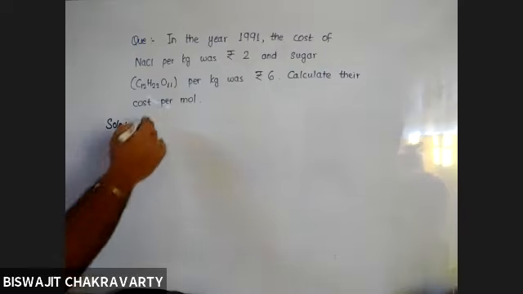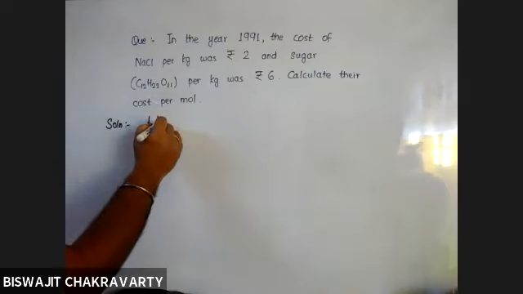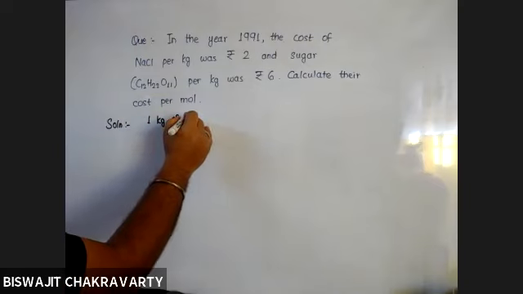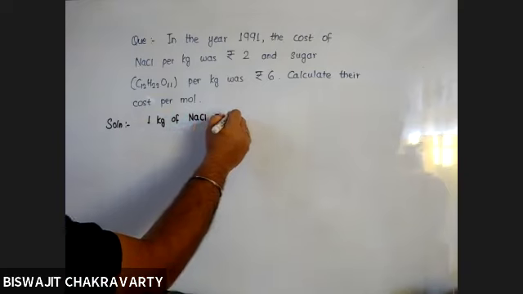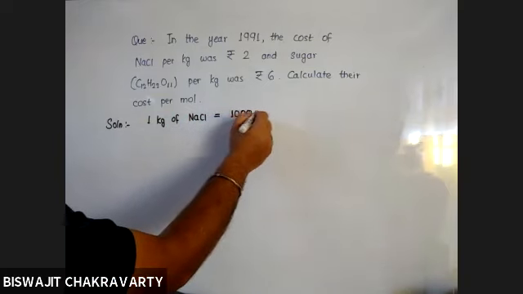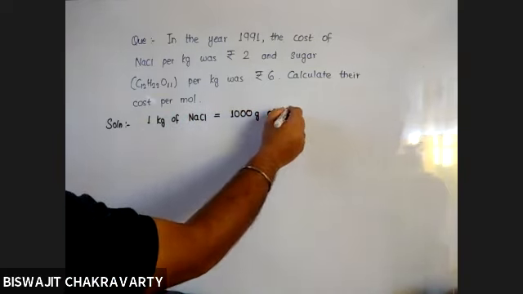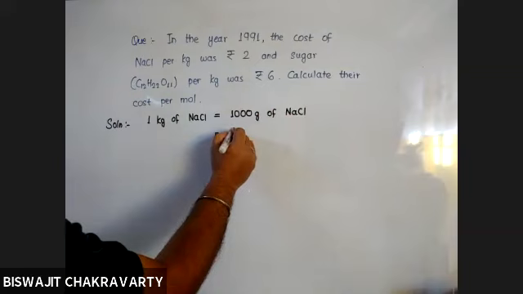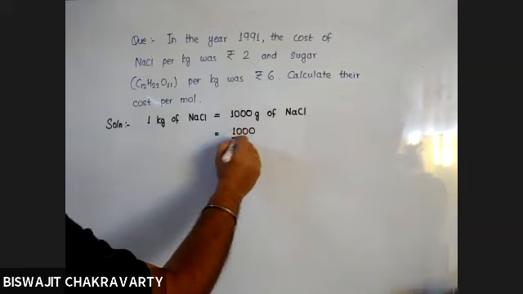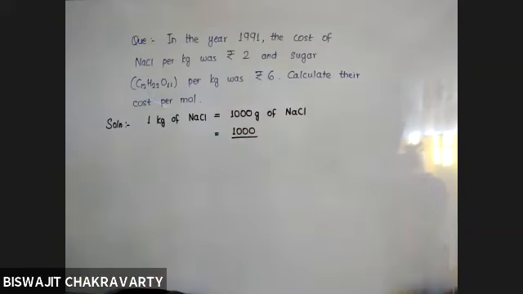1 kg of sodium chloride can be written as 1000 gram. Yes or no? Yes, sir. What should I divide this 1000 by so as to convert it into moles?